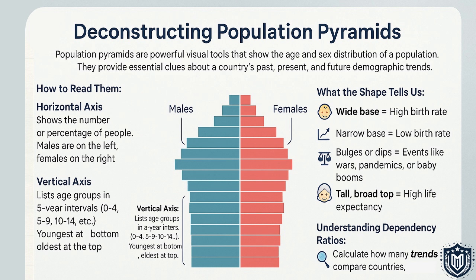A wide base suggests high birth rates, while a narrow base signals lower fertility. A tall, evenly shaped pyramid may indicate higher life expectancy, while unusual bulges or gaps can point to historical events like wars or migration waves. By studying these pyramids, we can also calculate dependency ratios, showing how many young or elderly people depend on the working-age population. This information is vital for planning things like schools, healthcare, pensions, and housing. In short, population pyramids are more than just graphs. They are windows into a nation's past, present, and future.